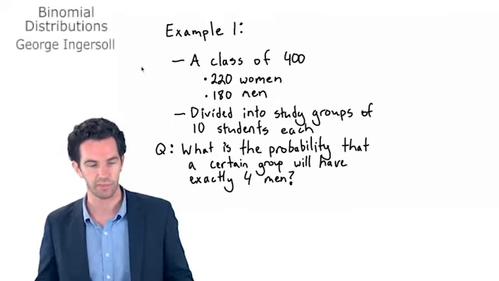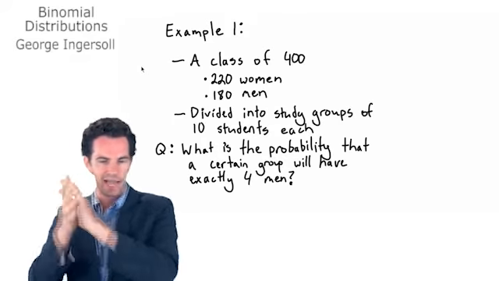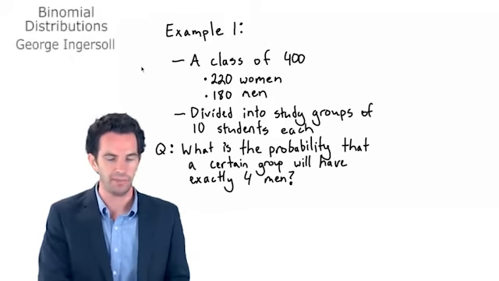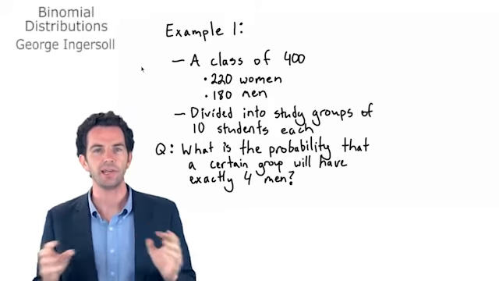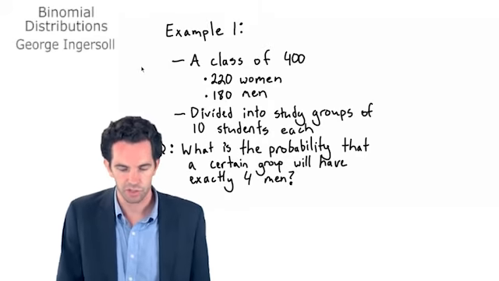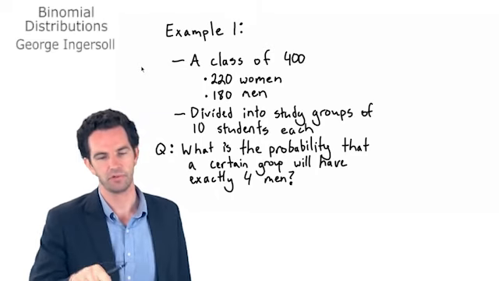Let's look at the first example. We have a class with 400 students. There are 220 women and 180 men. And you divide that class into study groups of 10 students each. What is the probability that a certain group will have exactly 4 men?